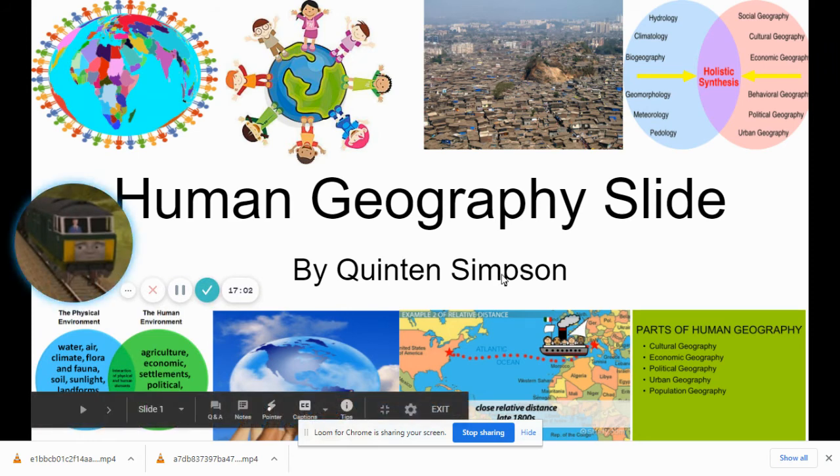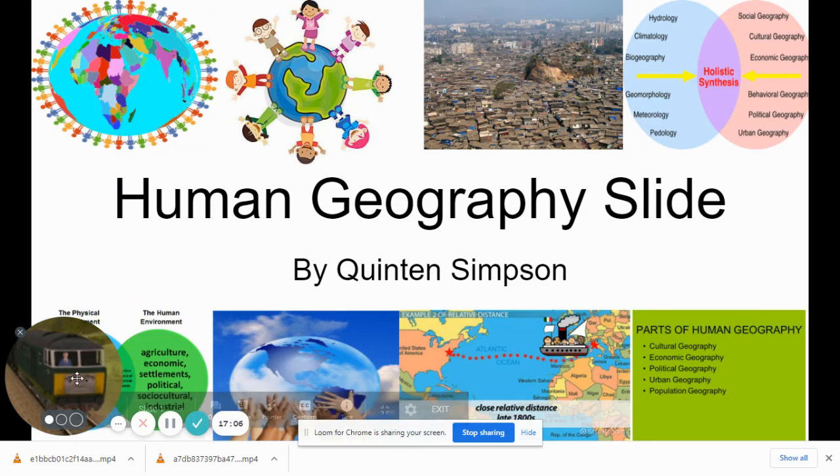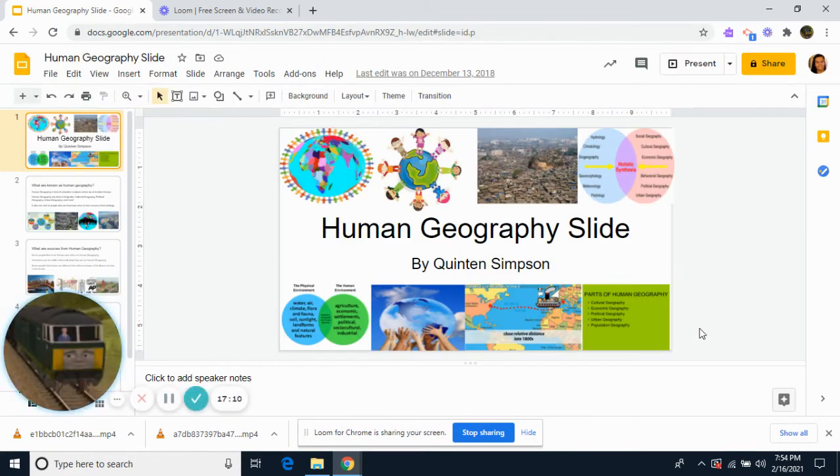All right, that's better. Interaction of physical and human demands. All right, the human environment: agriculture, economic, settlements, political, social, cultural, and industrial. All right, move on.